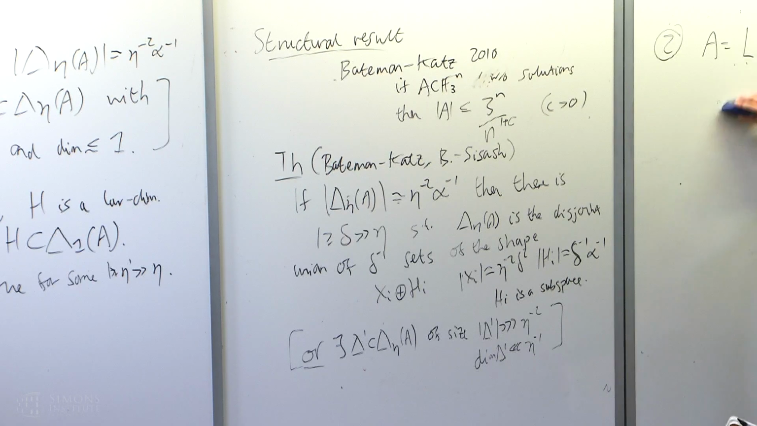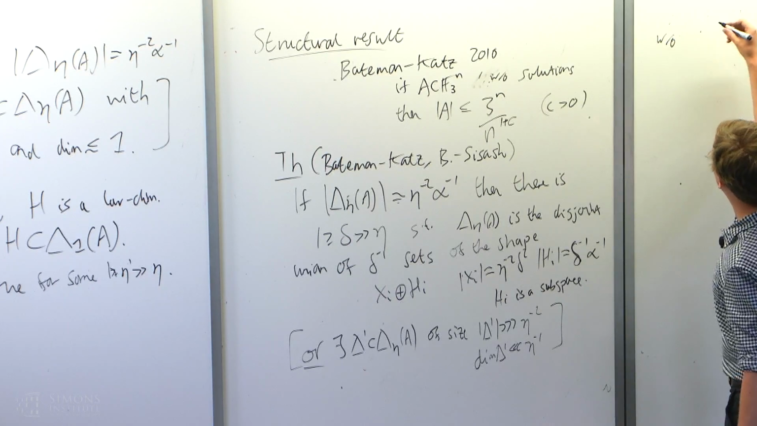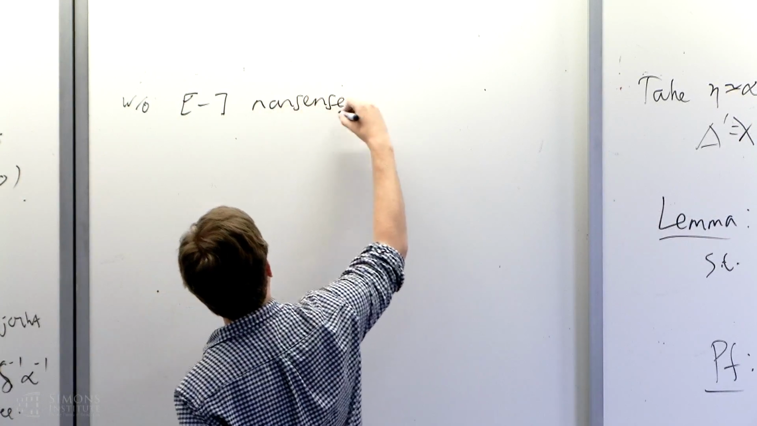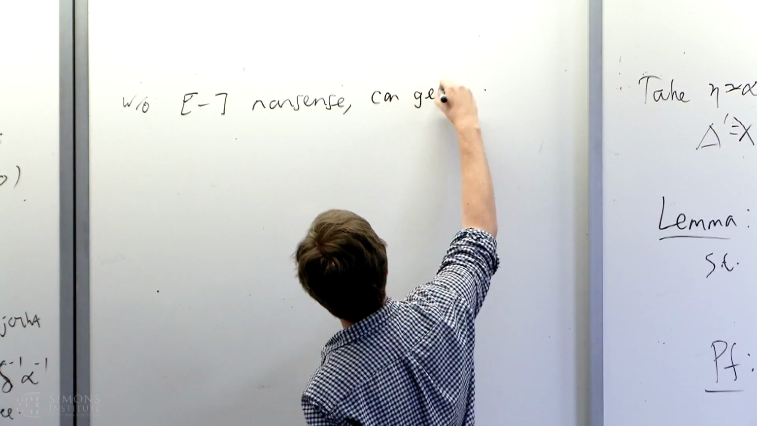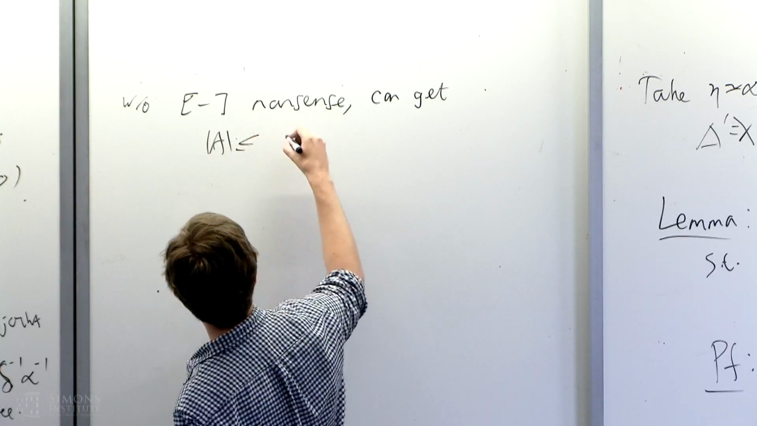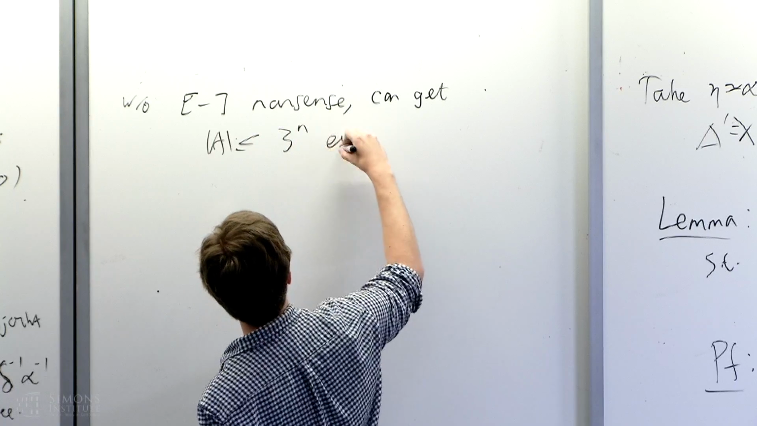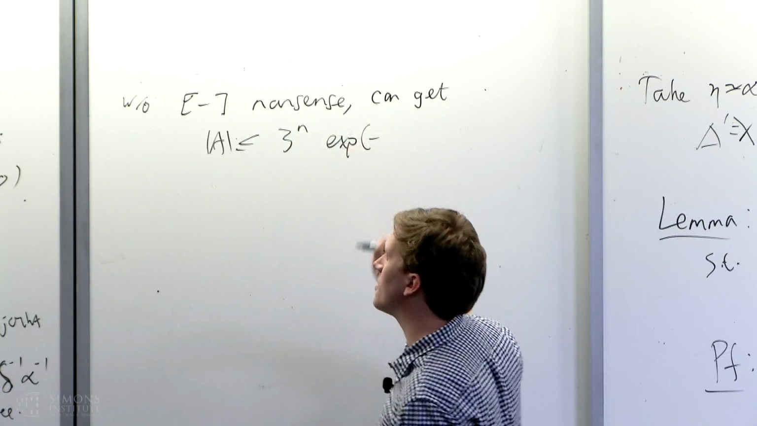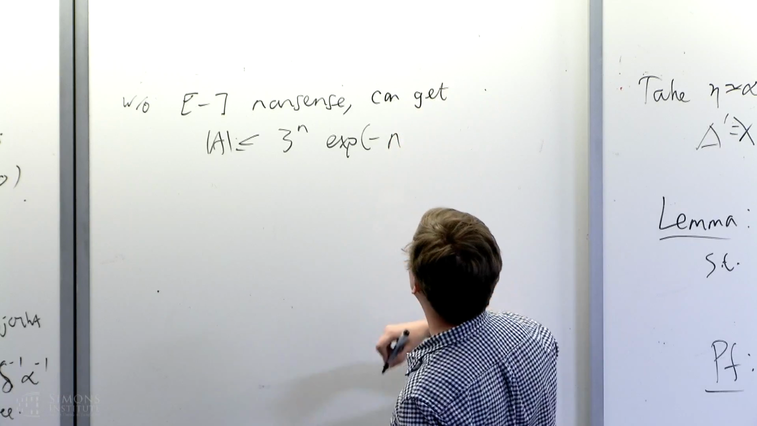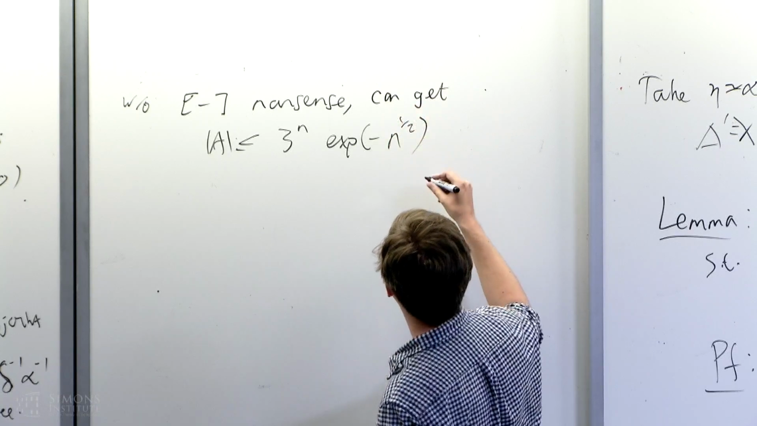So somehow all the knowledge is good enough already to prove Behrend type results for Roth's theorem in F3 to the n. So without this sort of nonsense in brackets, you can in fact show that in the cap set problem, it's at most 3 to the n times exp of minus n to some power, definitely getting a half.